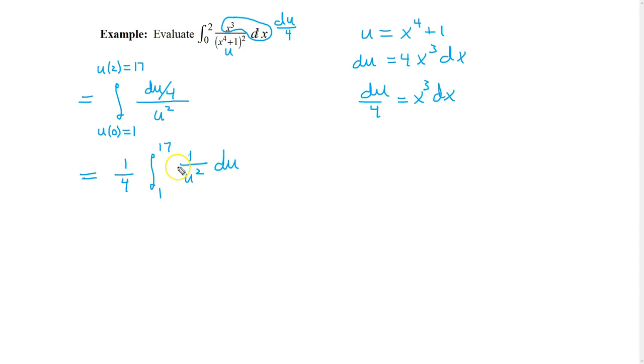And now remember how we find an antiderivative for 1 over u squared. We think of that as being u to the negative 2, right? So this is, we think of this as being u to the negative 2.